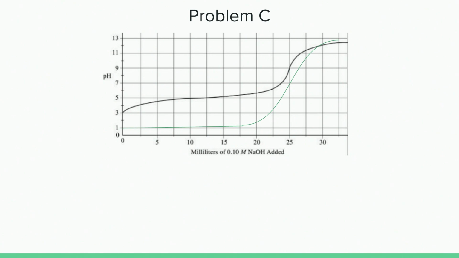So there are two key differences in the graph. One is that the initial pH of the solution will be at 1 because HCl is a strong acid. And secondly, the equivalence point will be at 7 since this is a strong base and strong acid titration.